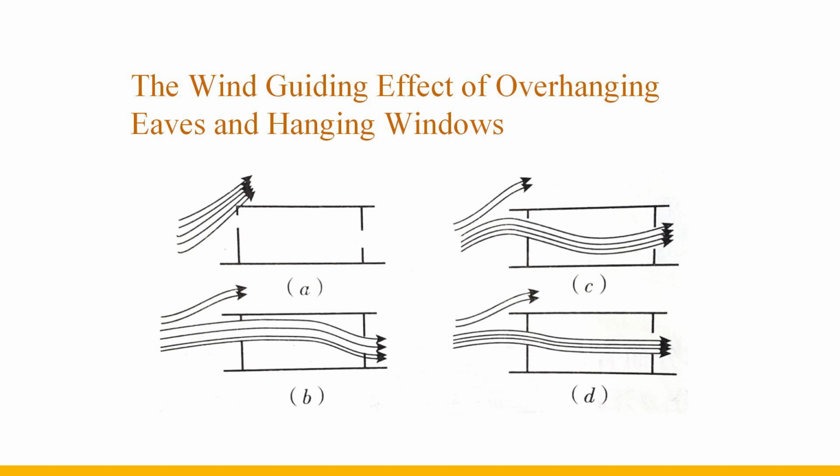In picture B, the width of the overhang is increased, and the air can be guided into the room, but the indoor flow field is close to the top and does not pass through the active area. Picture C adopts the inwardly opening hanging window on the basis of picture B, which guides the upward airflow to the active area, similar to the ventilation effect in picture D. It shows that the overhangs and hanging windows play a role in guiding the wind.